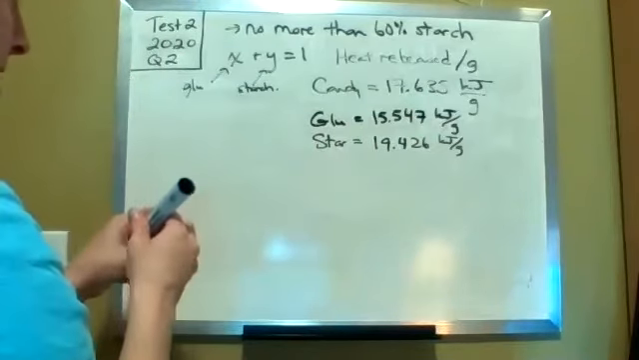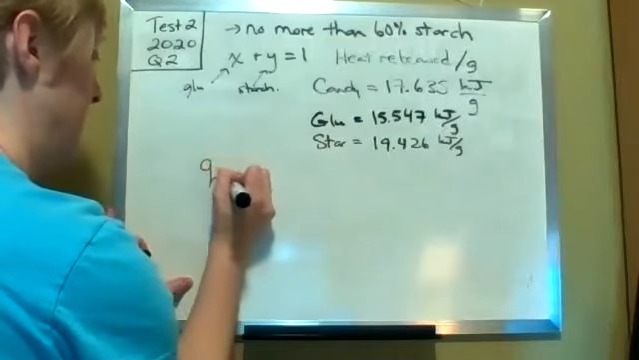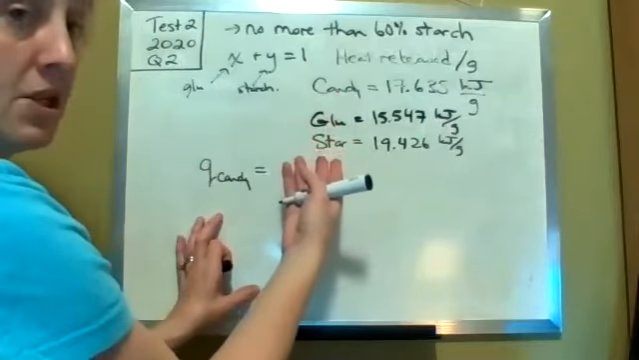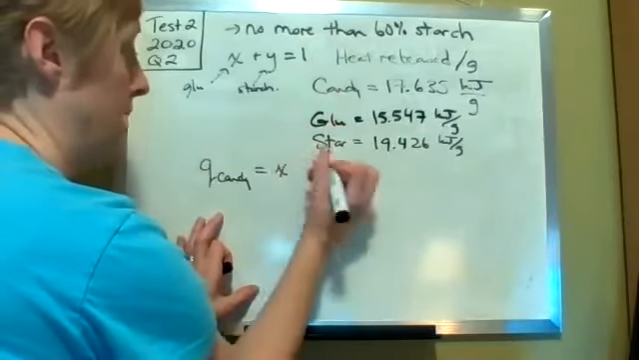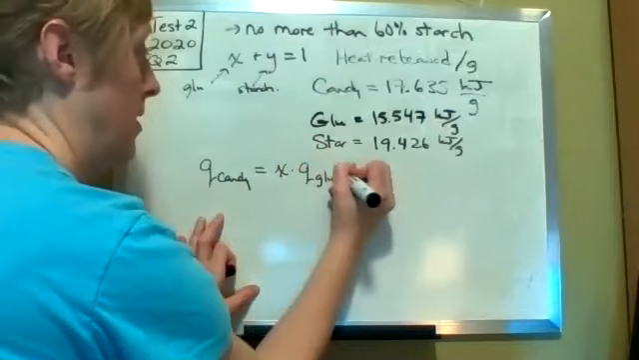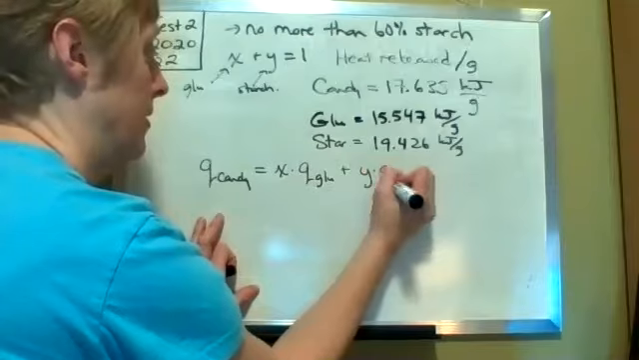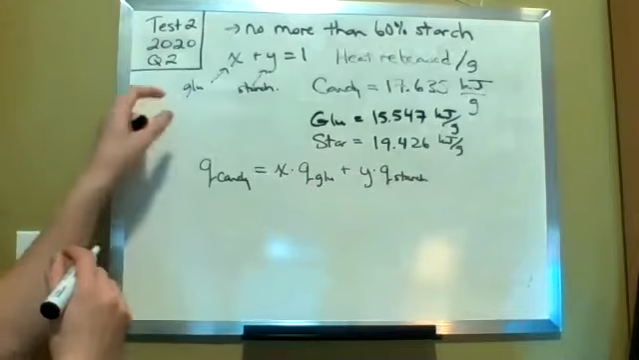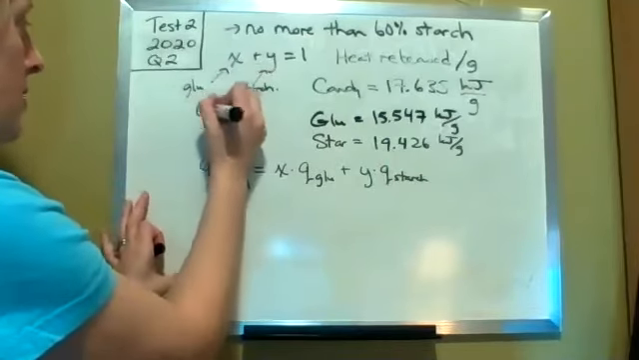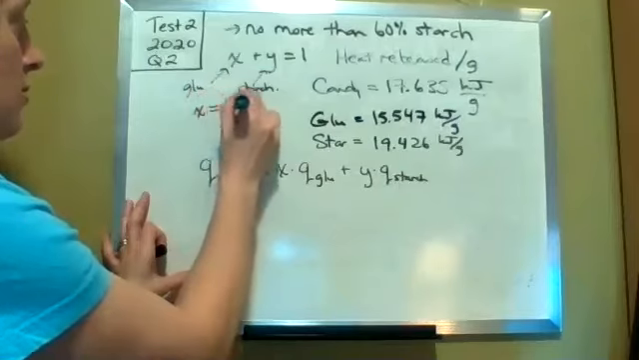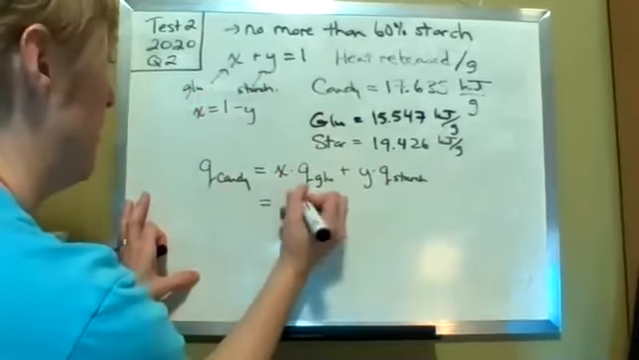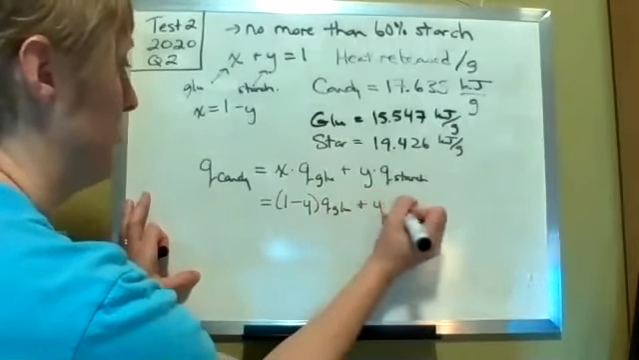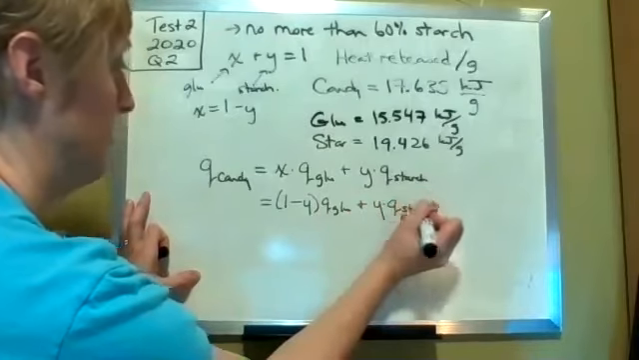So we know that the heat that is released for the candy is going to be equal to the heat released, whatever percentage comes from glucose, whatever percentage comes from starch. So X amount of the heat of glucose plus Y of the heat of starch. Those are our other equations. So we could sub in now. I did X, it doesn't matter which one: X equals 1 minus Y. So this now becomes 1 minus Y Q glucose plus Y Q starch.